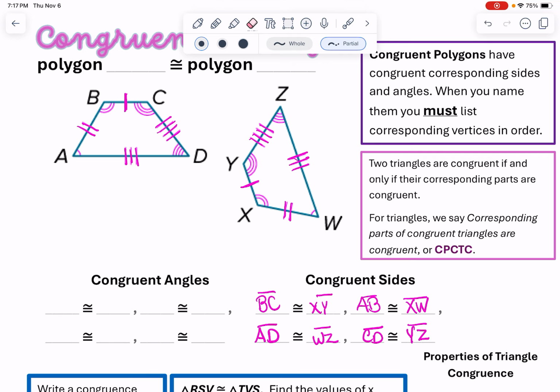Likewise, the number of arcs show which angles are congruent. The single arc by angle A denotes that angle A is congruent to angle W, which also has a single arc. Angle B, the double arced angle, is congruent to angle X. Triple arcs mean that angle C is congruent to angle Y. And finally, the quadruple arcs denote that angle D is congruent to angle Z.